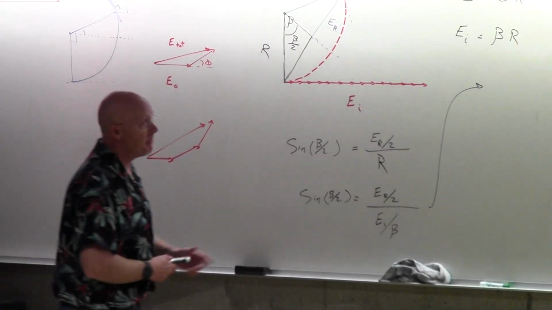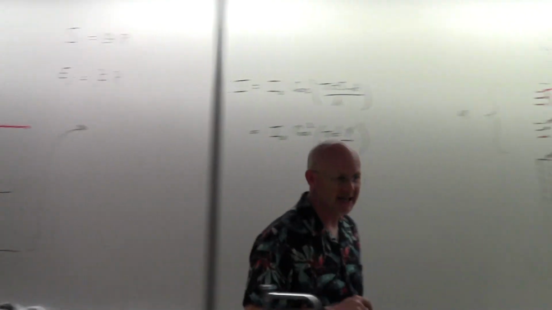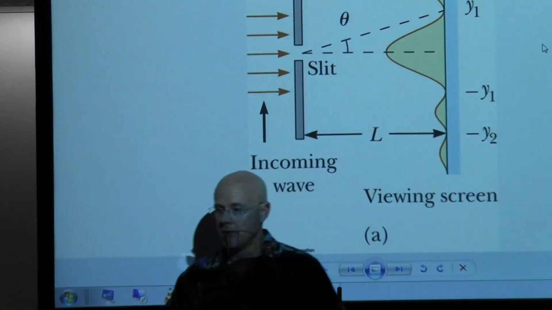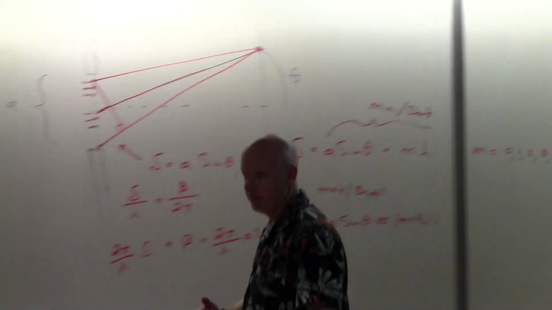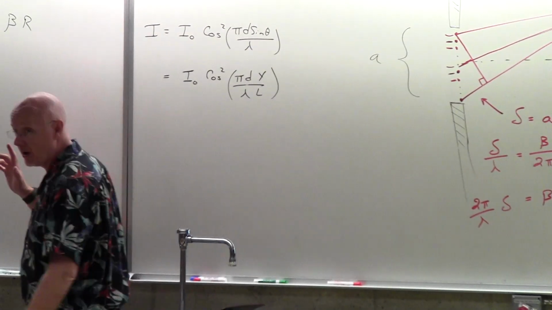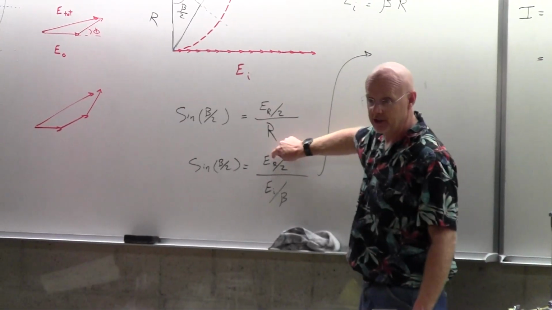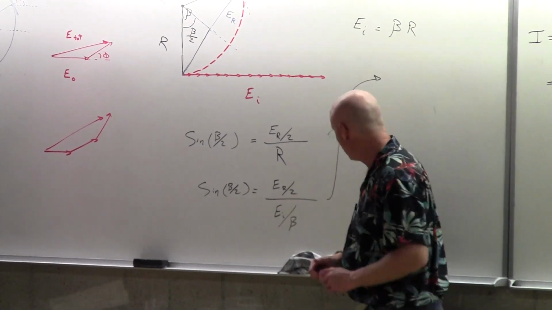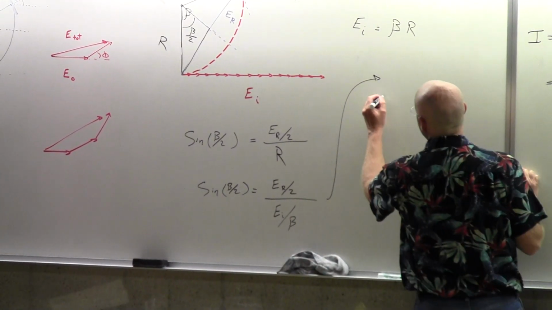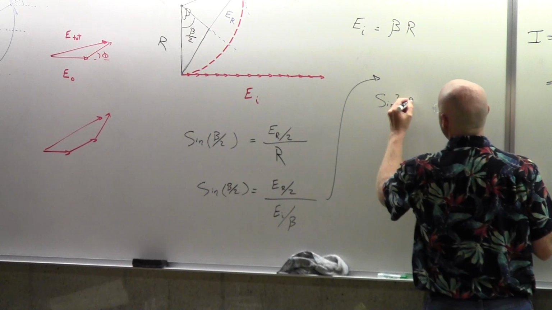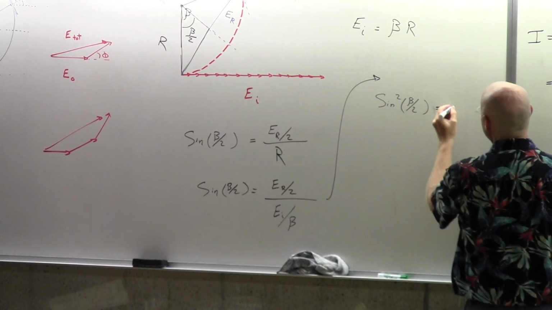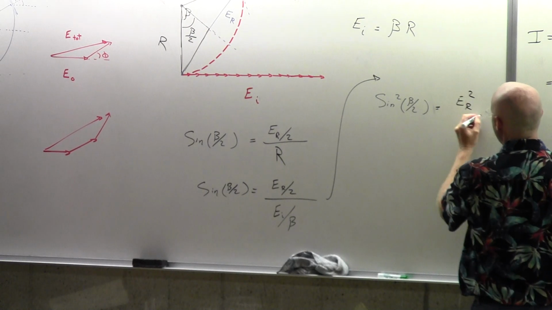I'm just going to square this because, like I said, the idea is to get the intensity. And what did we say the intensity was equal to or related to? The square of the amplitude. Okay? And so if I were to square this, wouldn't I have the resulting electric field squared? And I'd also have this down here, so we'll talk more about that. But watch what happens when I square it. I get sine squared beta over 2. And over here, I get E_R squared.